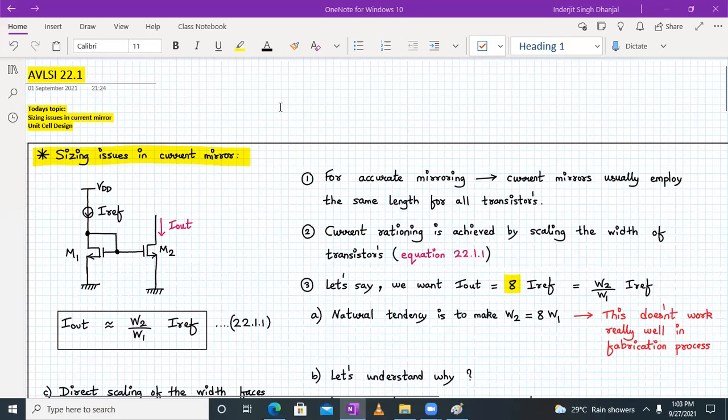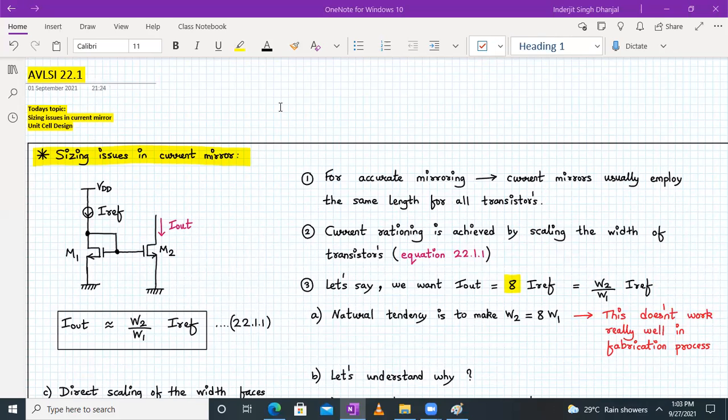Hello everyone, welcome to AVLSI lecture number 22, part 1. Today we are going to cover two topics. First topic is sizing issues in current mirrors and second will be the unit cell design approach. And we will solve two numericals on the designing of current mirrors based on this approach.